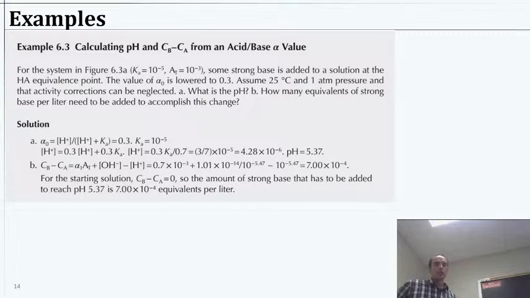What is the pH is part A, and B, how many equivalents of strong base per liter need to be added to accomplish this change? So give that a moment to think. I know we haven't really put all the pieces together, so just see what you can come up with. I'm going to copy this graph back over, so just take a moment.